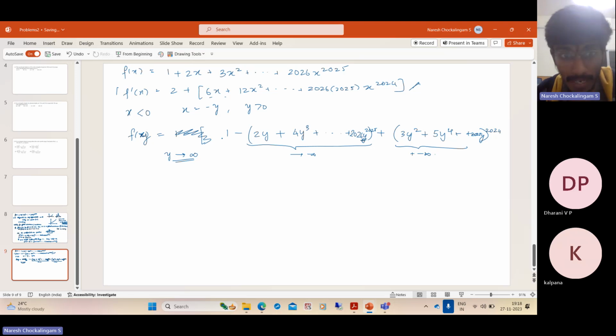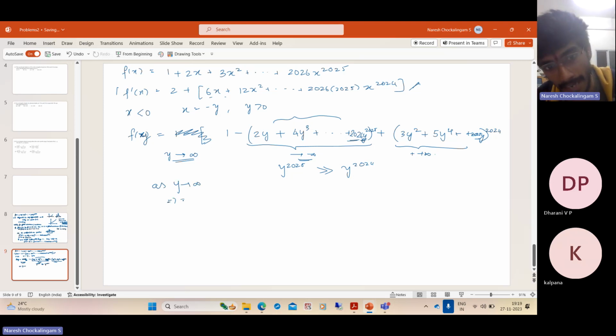When y is very large, this entire expression is approaching minus infinity. This will be smaller. So for a very large y, y power 2025 is much greater than y power 2024 for whatever values you have. So this term begins to dominate. Therefore, it will go faster to minus infinity than plus infinity. Therefore, as y tends to infinity, that is, as x tends to minus infinity, f of x tends to minus infinity as well. Therefore, there is no local global minimum.